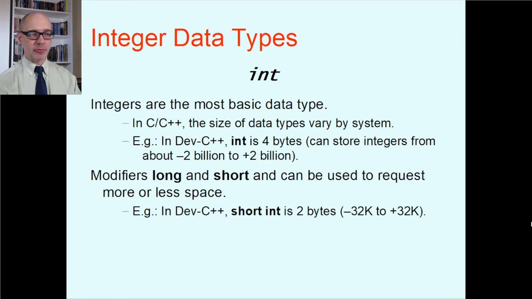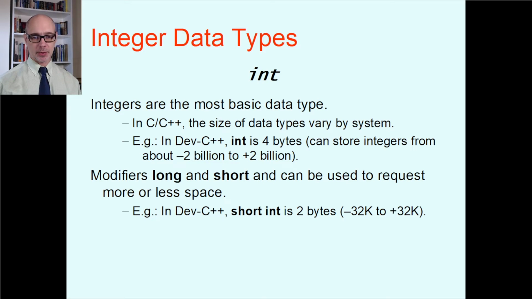Now, there's a couple of modifiers that you can add to an int declaration. You can ask for a long int. You can ask for a short int. And what you're doing there is you're requesting more or less space. As a result, you're going to be able to store, hopefully, a larger or a smaller number range. So for an example, in our current version of Dev C++, the short int is only 2 bytes. Right? That's half as long as a normal int. That would be 16 bits. And as a result, you can only store smaller numbers in there, from about -32,000 to about +32,000.